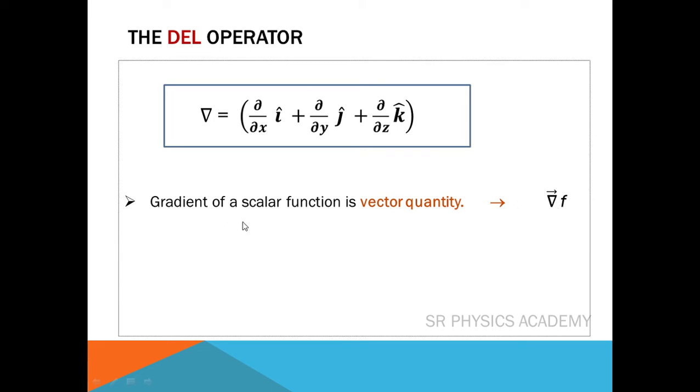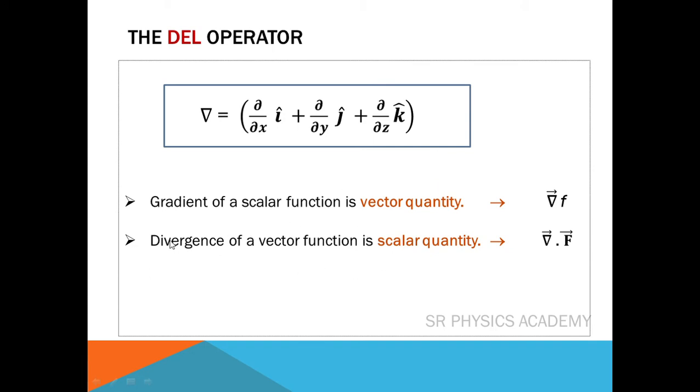The gradient of the scalar function is what you get when you multiply del by a scalar function. The resultant of the gradient is a vector field. So we can say that the gradient operation turns a scalar field into a vector field.